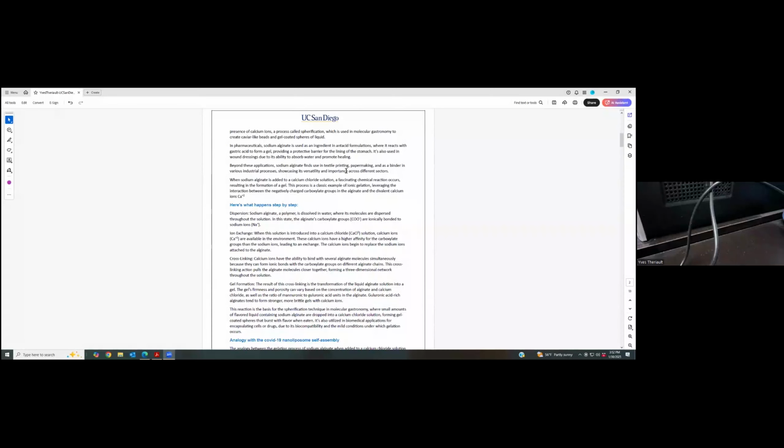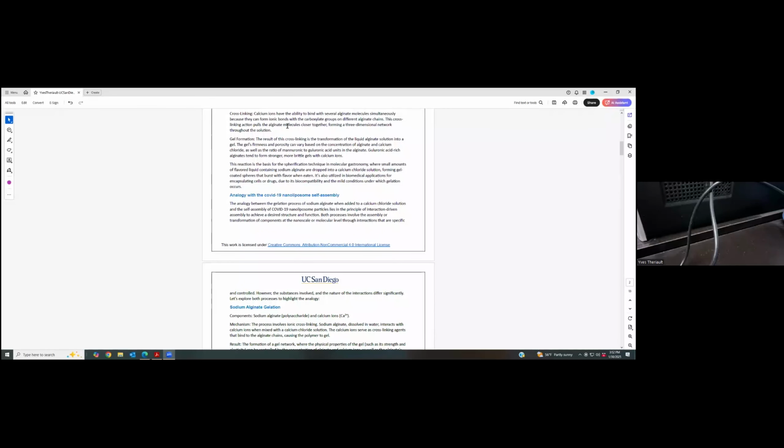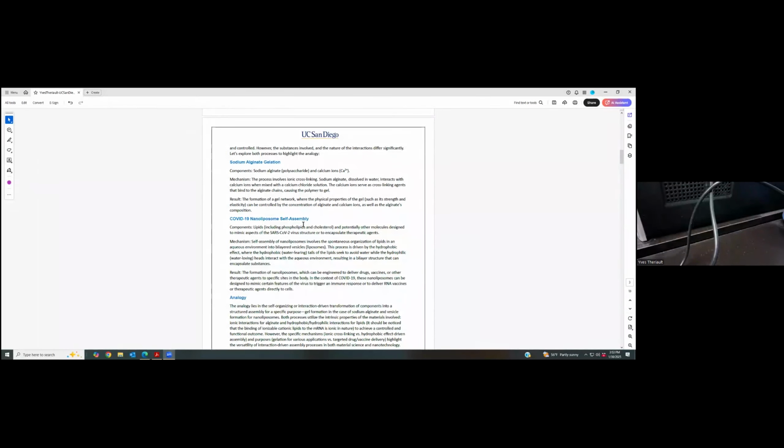So here it explains again what self-assembly is. And now we're going to do an experiment with sodium alginate and calcium chloride. And you've probably done that. If not, I will demonstrate it in a minute. And then there's the analogy between the self-assembly, the spherification of the calcium chloride with the alginate, sodium alginate, and the COVID-19 liposome formation. So you can read this.